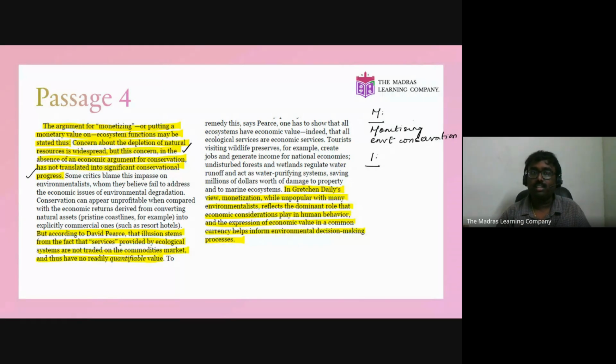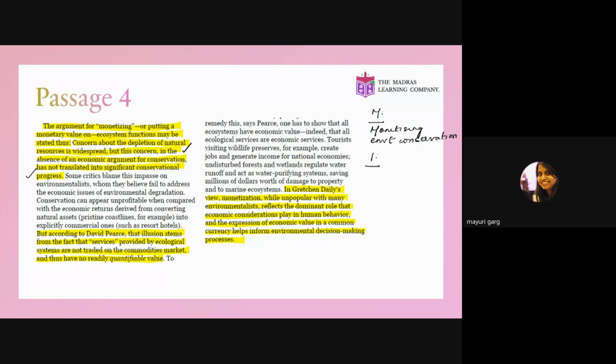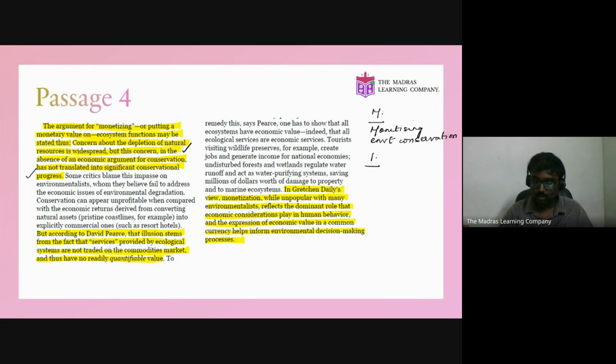Did you understand that, Mayuri and Raj? Sorry, it's more evaluating certain people. What I got the gist of is that people say we are monetizing it, like how tourists go and we monetize the natural ecosystem, but they don't understand that's also giving revenue, that's also generating money. Correct. But he says to remedy this, Pierce, one has to show that all ecosystems have economic values. He's suggesting a solution, right? So that's a solution to an existing problem.